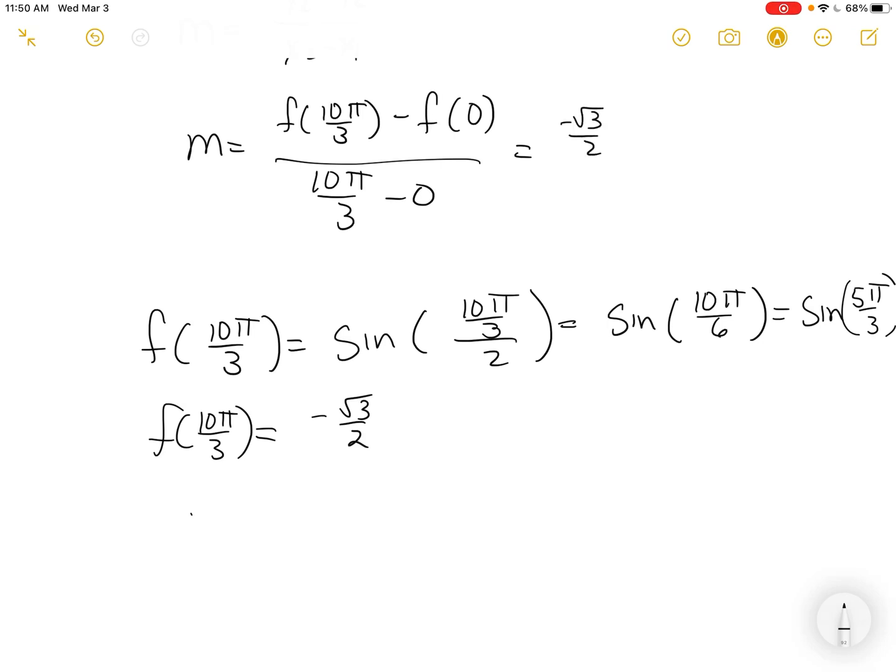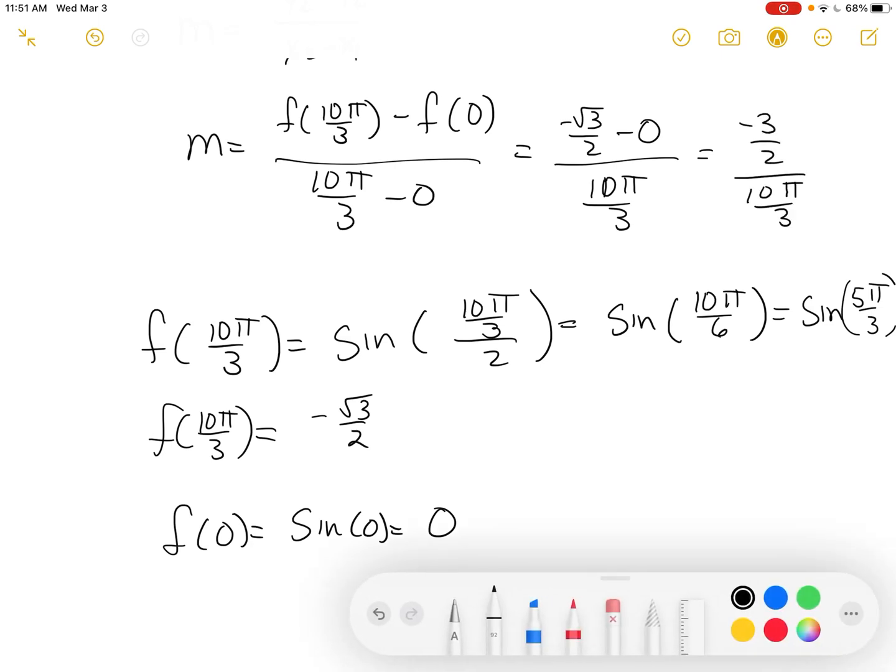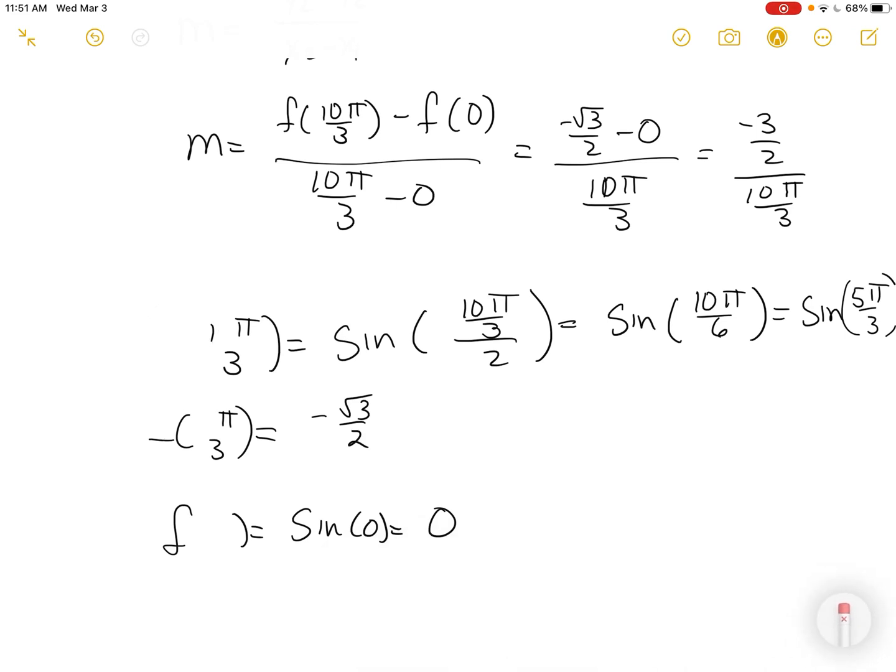Now, what's f of 0? F of 0 would be sine of 0, which we know is just 0, right? We've been using that earlier. That's all over 10 pi over 3. So now we have negative root 3 over 2 divided by 10 pi over 3. No problem. Let me get rid of this stuff here. And then we'll just work down.